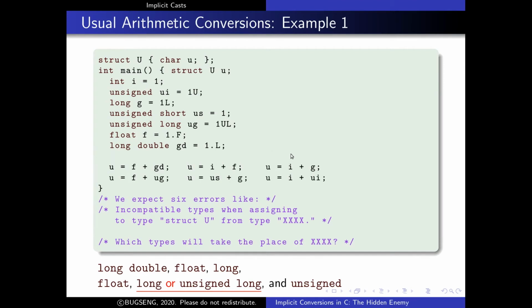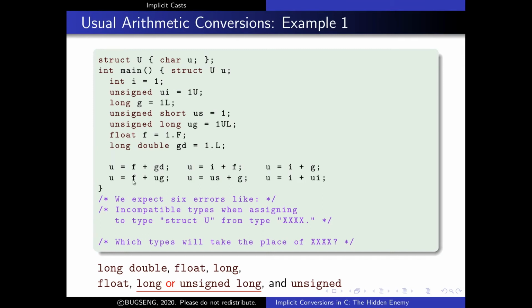Here we have an integer I and a long G. So this also is easier. They have the same signedness, and so the operand with the type with the smallest rank, which is the int one, is converted to the type of the other one. So I will be converted to long, and this is an addition that will take place in the long type.